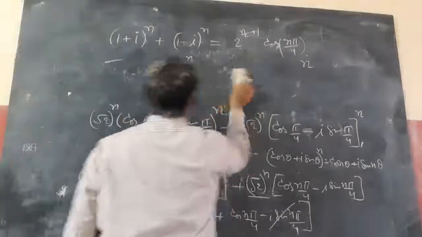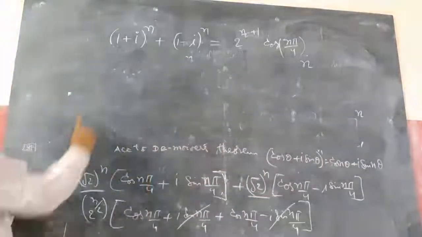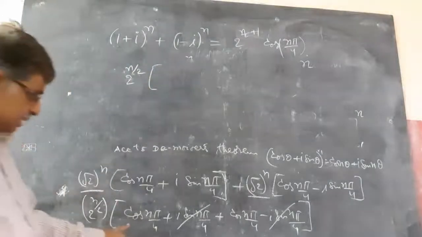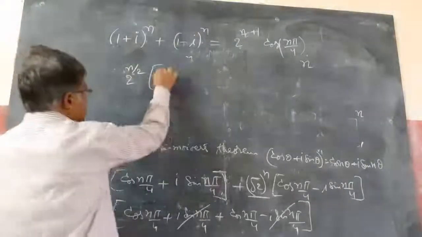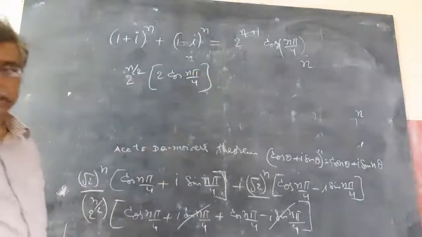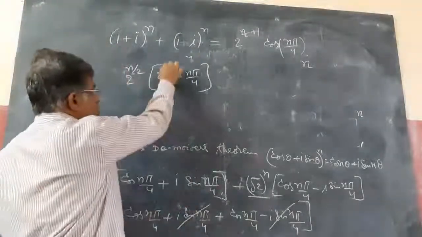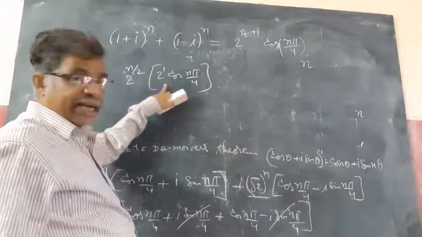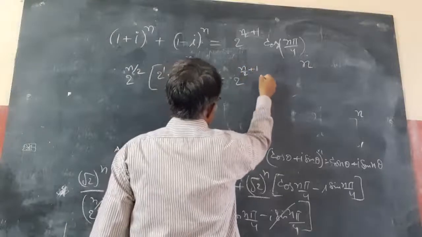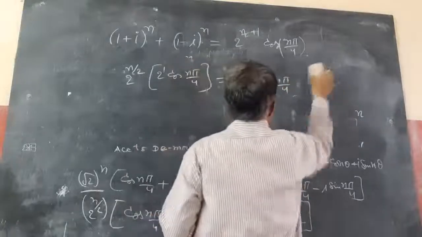So by simplifying LHS, what I got finally is 2 power n by 2 into 2 cos n pi by 4. Now base is equal, powers can be added. 2 means 2 power 1. Now this is 2 power n by 2 into 2 power 1, which becomes 2 power n by 2 plus 1 into cos n pi by 4.